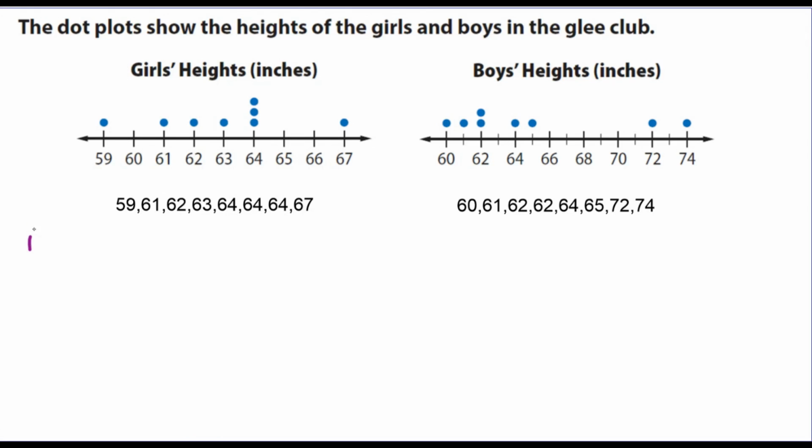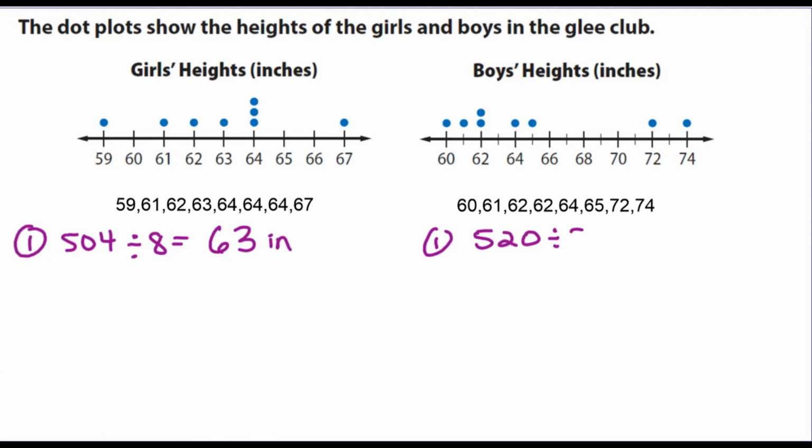So step one is to find the mean, or the average. I have all of the heights listed here from least to greatest from the dot plot, and the sum of the heights is 504, and there are 8 girls in Glee Club, so that gives me an average height of 63 inches. And then step one for the boys, the sum of all their heights is 520. If I divide that by the 8 boys, I get an average height of 65 inches. So that's a measure of center.